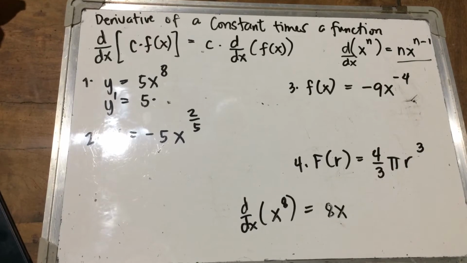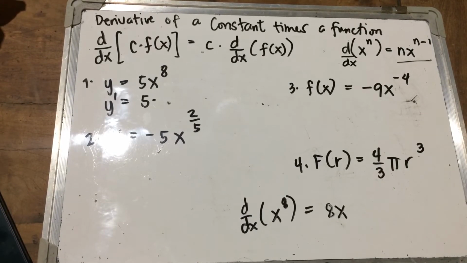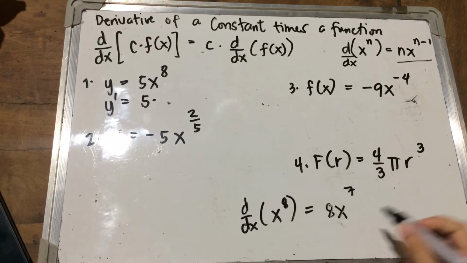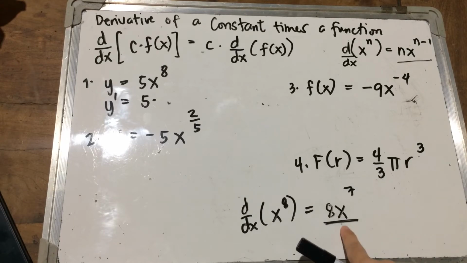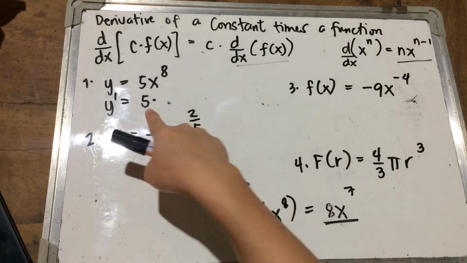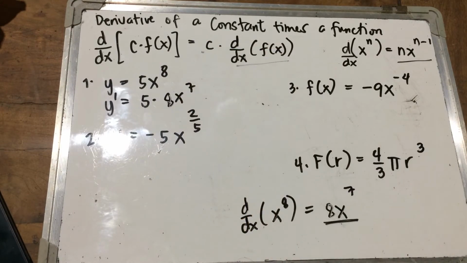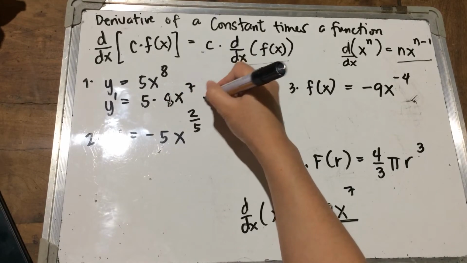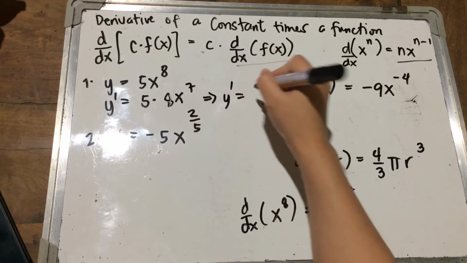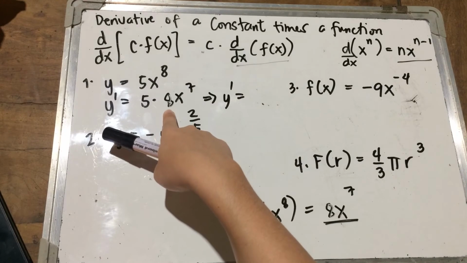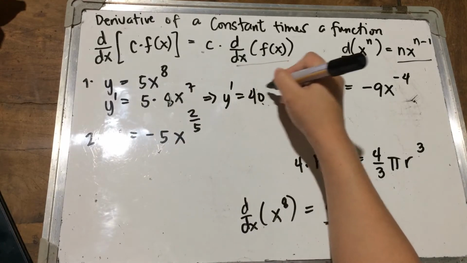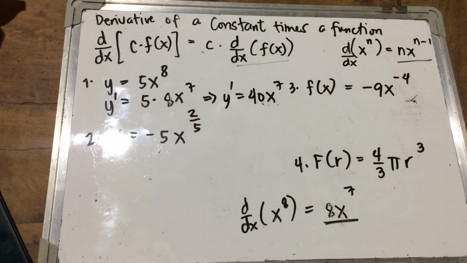So, we have 8x raised to n minus 1, so we have 8x raised to 7. Ibig sabihin, itong nakuha natin, ito yung derivative ng f of x. So, imo-multiply mo lang dito, 8x raised to 7. Or, we have y prime equal to, multiply mo lang si constant, 40x raised to 7.